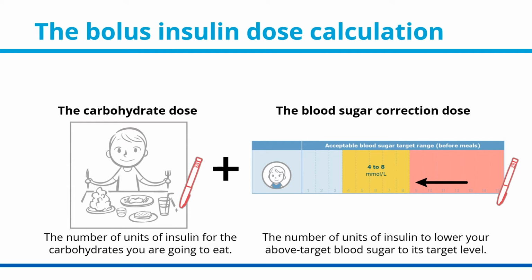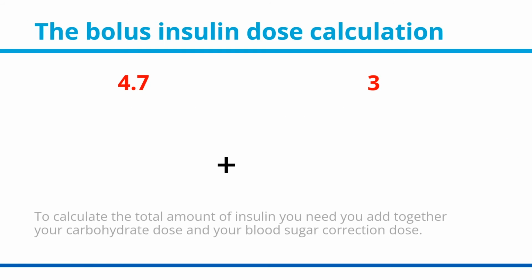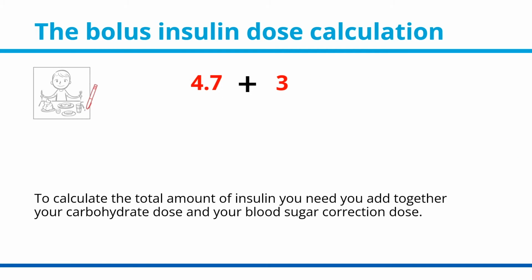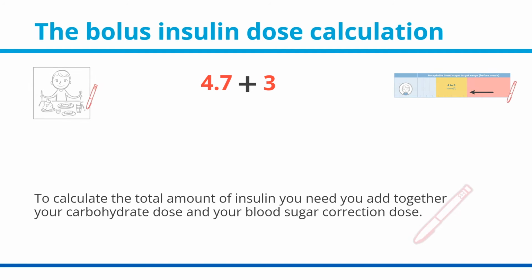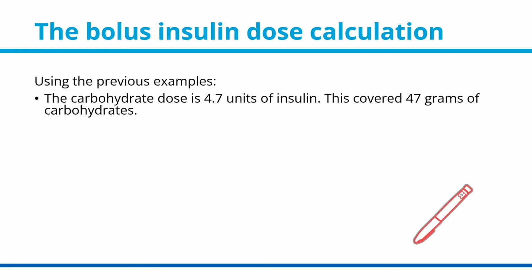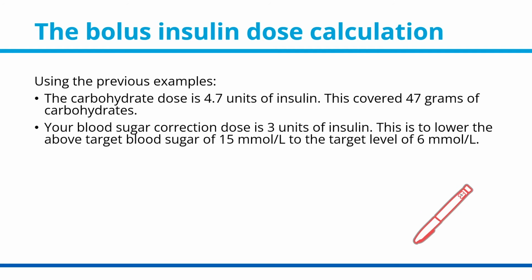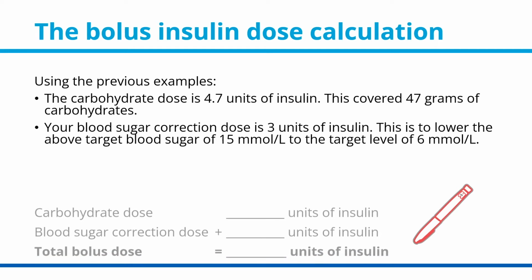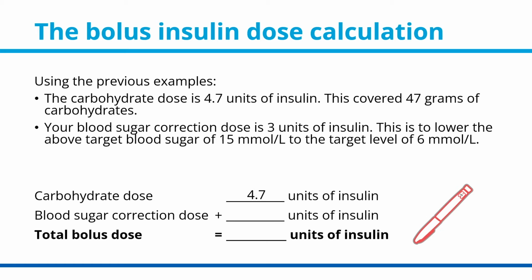The bolus insulin dose calculation. Now that you have the two numbers, calculate your total amount of insulin by adding together your carbohydrate dose and your blood sugar correction dose. Using the previous examples, your carbohydrate dose is 4.7 units of insulin. This covered 47 grams of carbohydrates. Your blood sugar correction dose is 3 units of insulin. This is to lower your above-target blood sugar of 15 millimoles per liter to your target level of 6 millimoles per liter. Therefore, your total bolus dose equals 4.7 plus 3 equals 7.7 units of insulin.